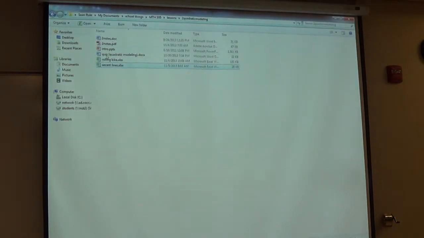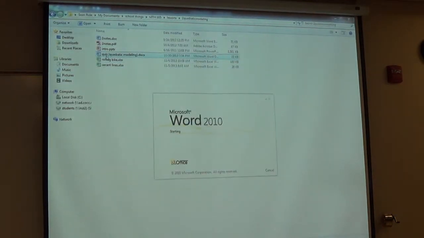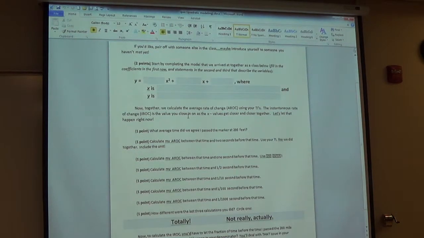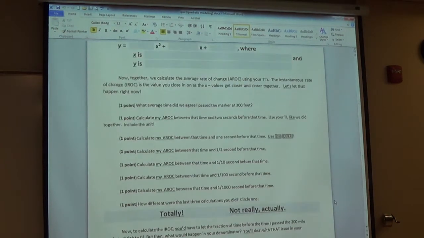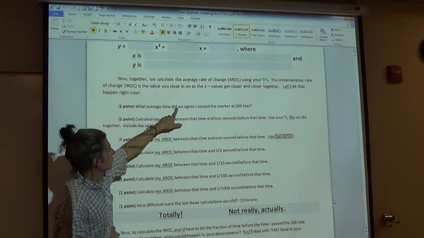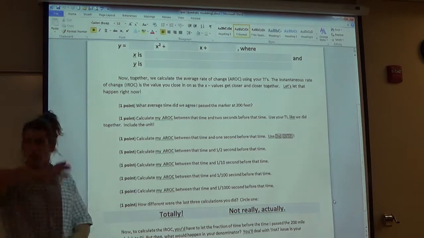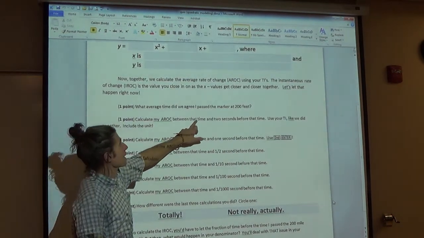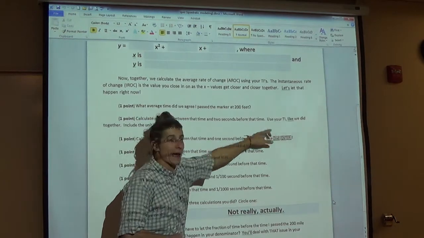I'm a math guy by training. I'm not an English guy by training. And sometimes, as we just saw, it gets us into trouble. So, right here, and thank you, Crystal and Shelley, for pointing this out. What average time did we agree I passed the marker 200 feet? Everybody, 12.289, we're done. Calculate my average rate of change between that time and 2 seconds before that time.